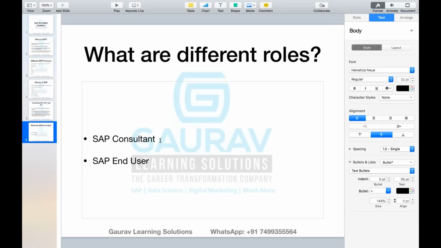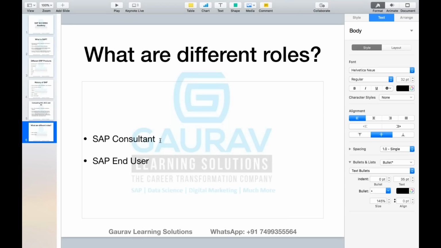Once finalized, the Accenture team, Capgemini team, or any other team will come to Reliance Communication. They will start implementing SAP. Once everything has been set up, they will hand over to the end users and give them proper training: this is how you should use SAP, this is how you will be able to post the invoice, this is how you will be able to make the payment. So the complete training will be provided to the end user.